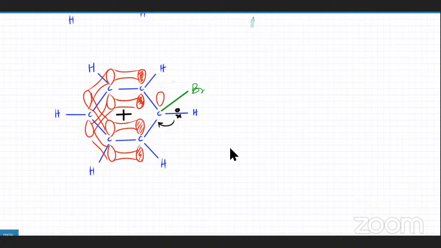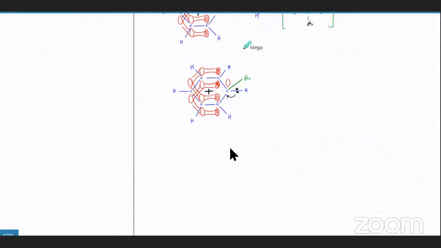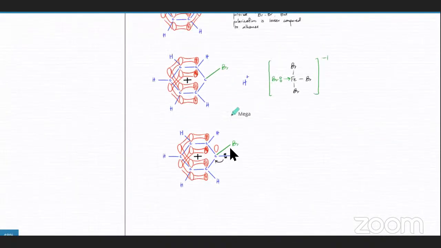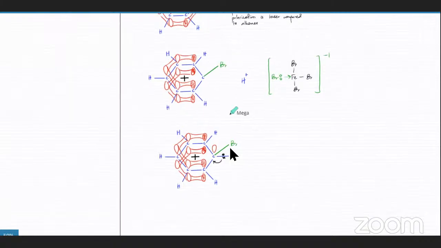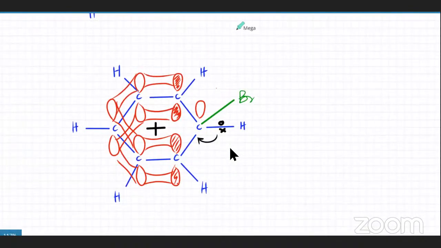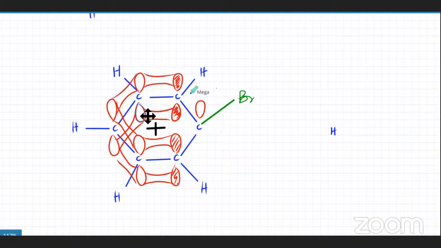Just a second, let me fix this. The H has gone wrong. Okay, let me do this. The H is gone, okay? The H is gone. The electrons are back. So these electrons are back and the p orbital is back.